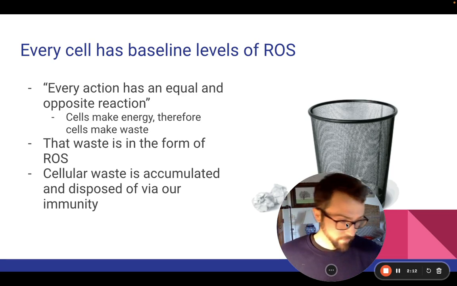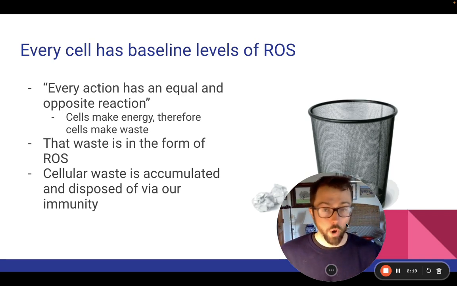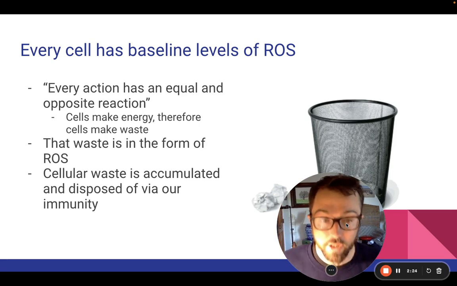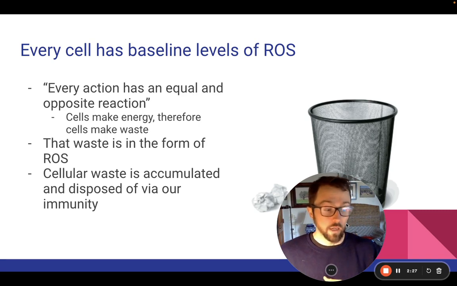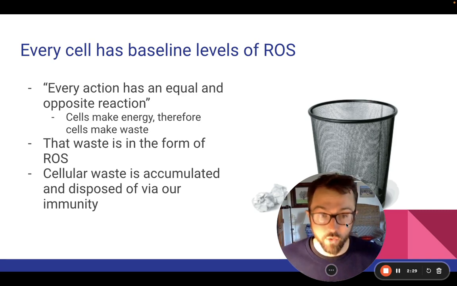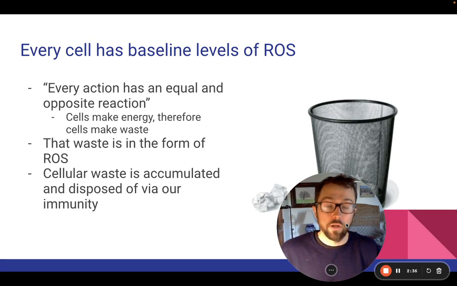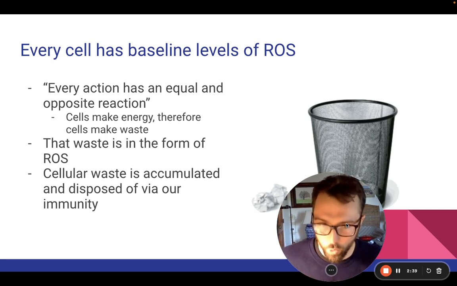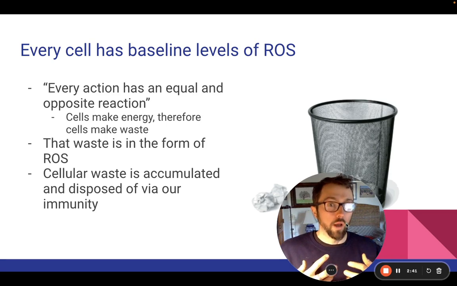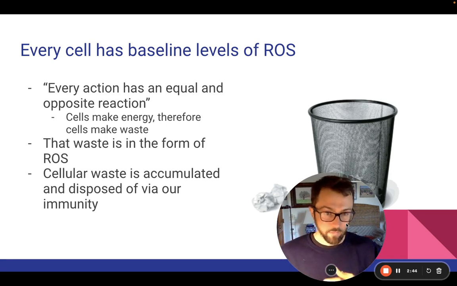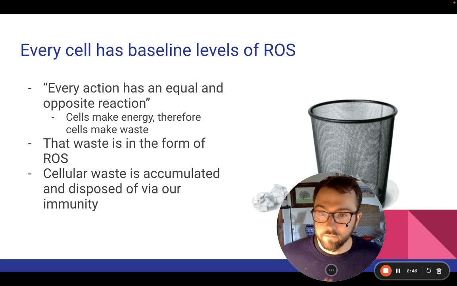Every cell, every moment is creating energy of some sort, is going through some sort of biological process. All of those processes require energy. In the creation of energy, there is also going to be a creation of waste or a byproduct of that reaction. And ROS is the fundamental currency of basically cellular waste. It's telling the cell, hey, there's something here that needs to be taken out.